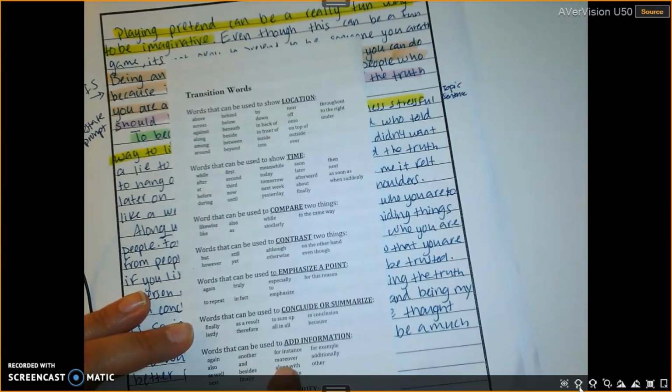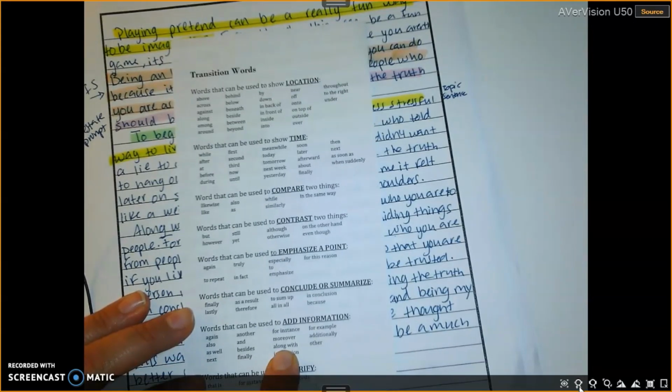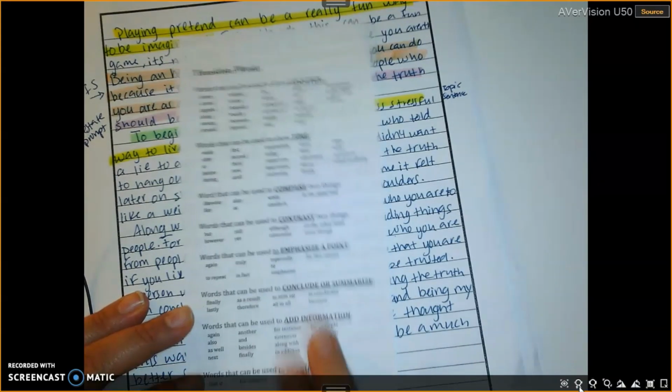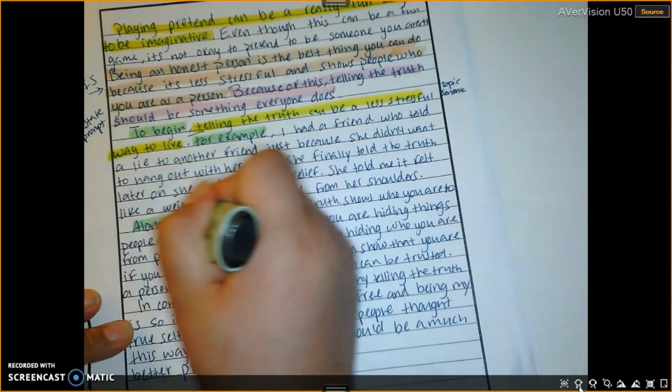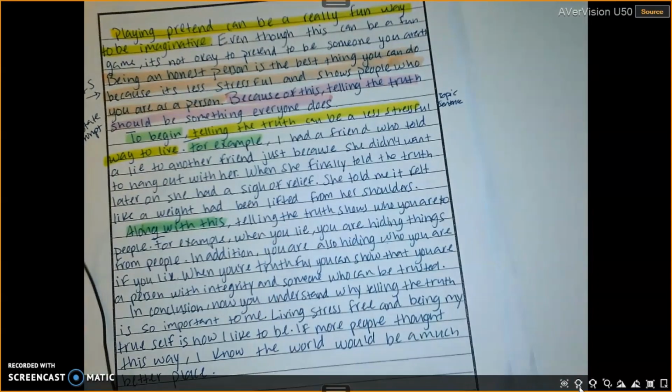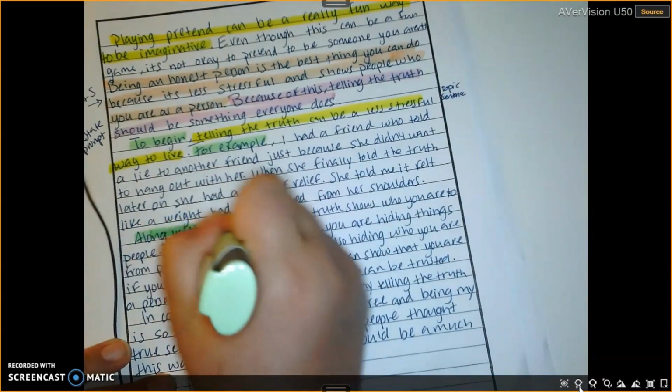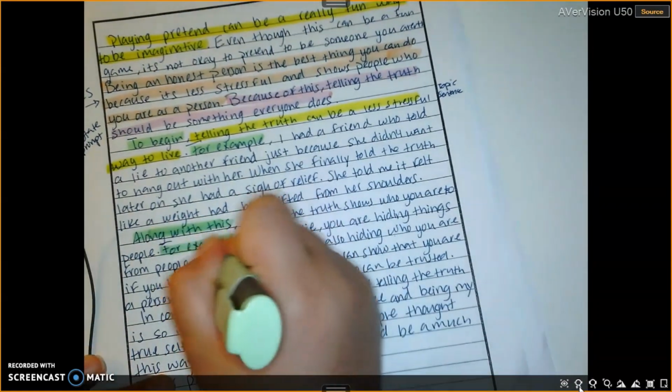Along with. Where is it? Right there it is. Along with. I've never used that one before. I thought I'd use a new transition word this time. Along with this. And then there's another transition word, for example, in addition.